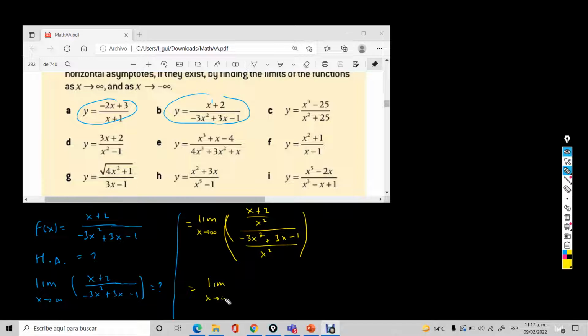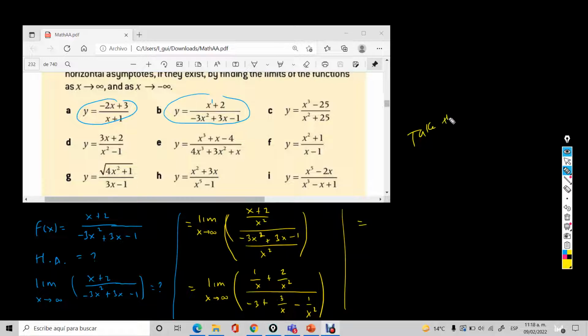So in other words, arrive at the following. You're gonna be getting 1 over x plus 2 over x squared over minus 3 plus 3 over x minus 1 over x squared. Arrive to this after the simplification. You should arrive to this exactly. Let's continue here. So this limit now is ready to be taken.